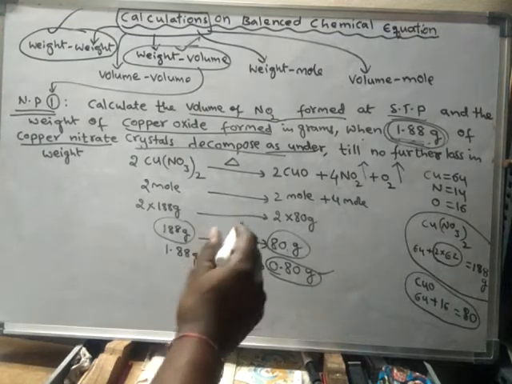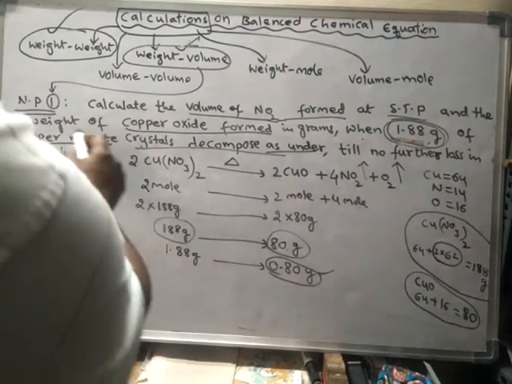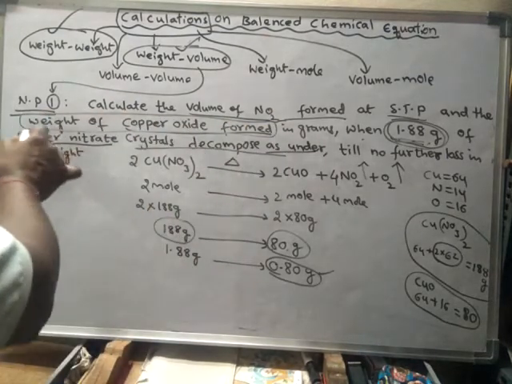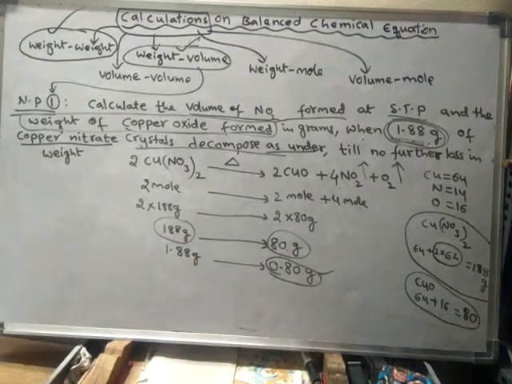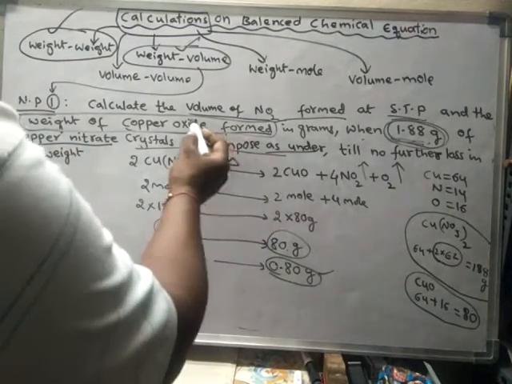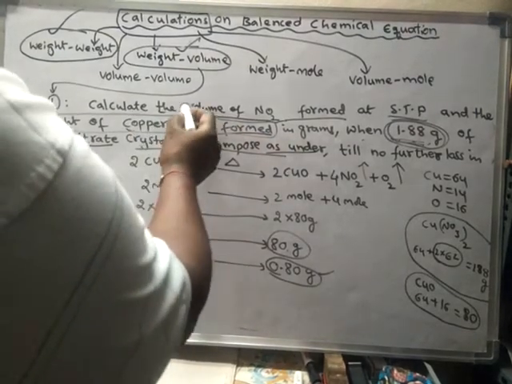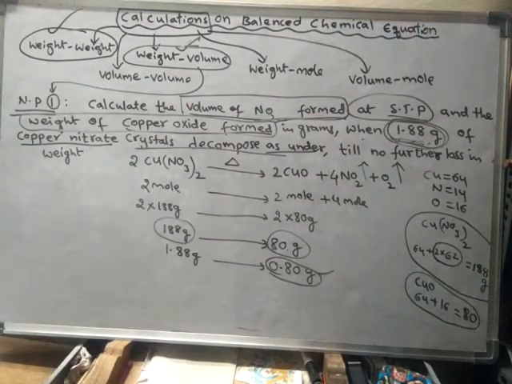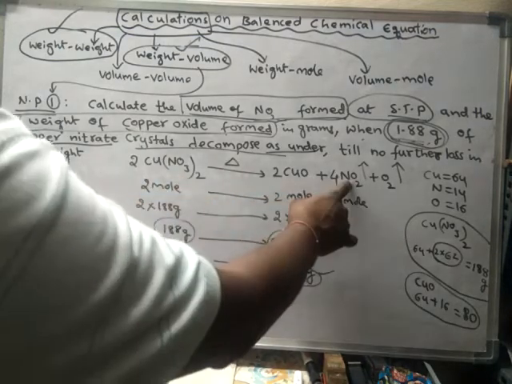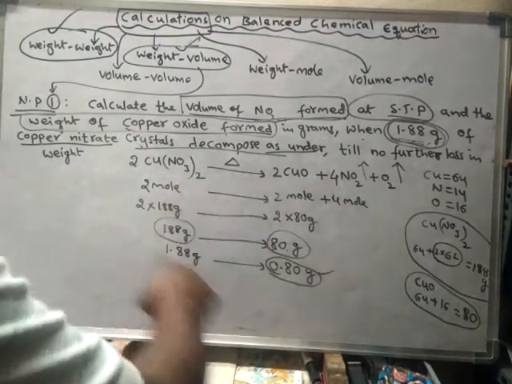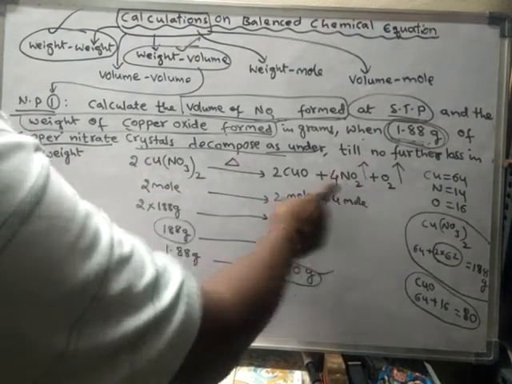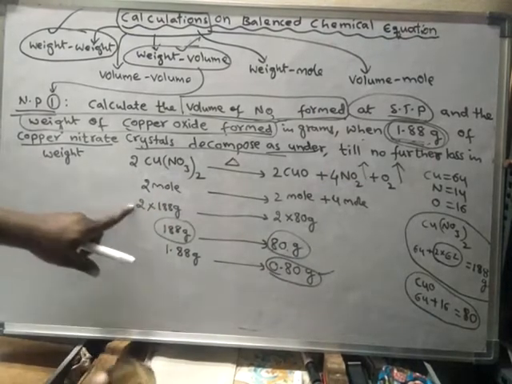Then, this part is finished. The weight of copper oxide formed is found to be 0.80 grams. And one more part is also given. We have to calculate the volume of NO2 formed at STP. So now we will find the relationship between this one and this one. Between these two we have calculated. Now we will calculate the formation of this one from this one.